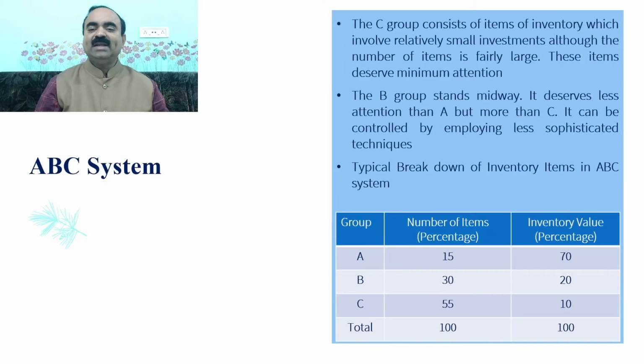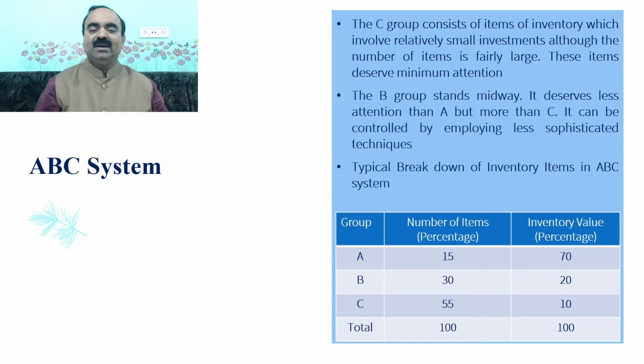The C group consists of items of inventory which involve relatively small investments, although the number of items is fairly large. These items deserve minimum attention. The B group stands midway. It deserves less attention than A, but more than C. It can be controlled by employing less sophisticated techniques.